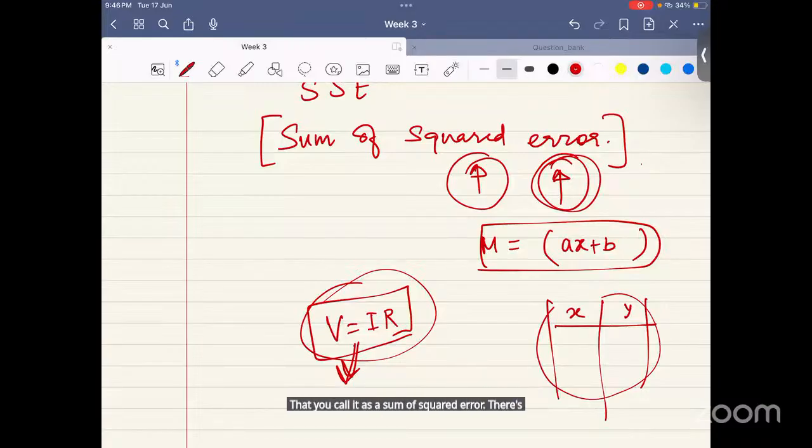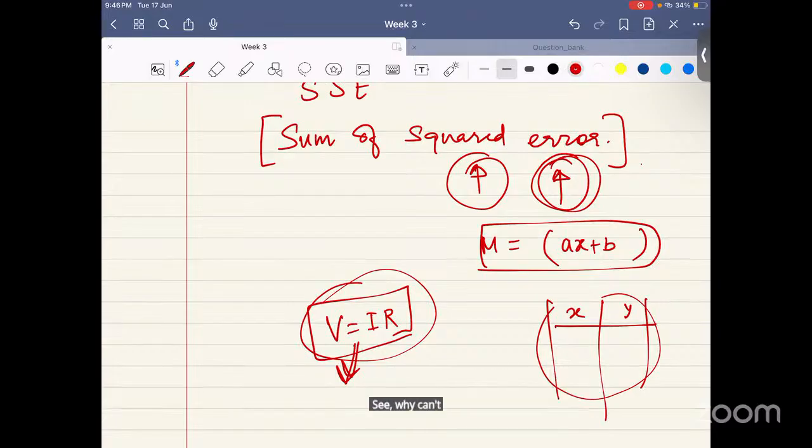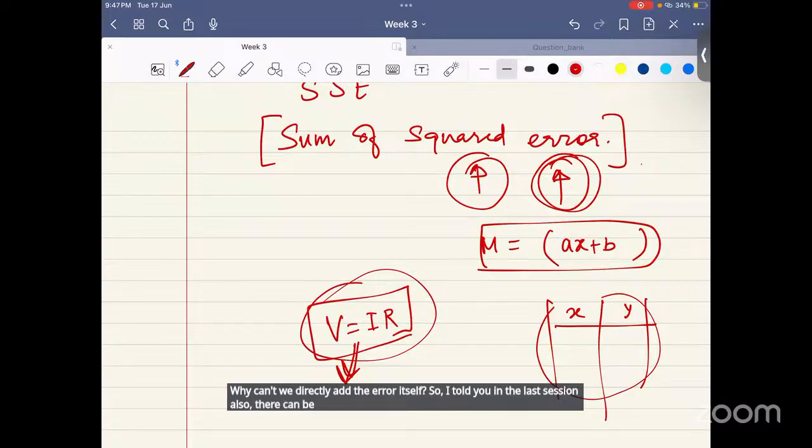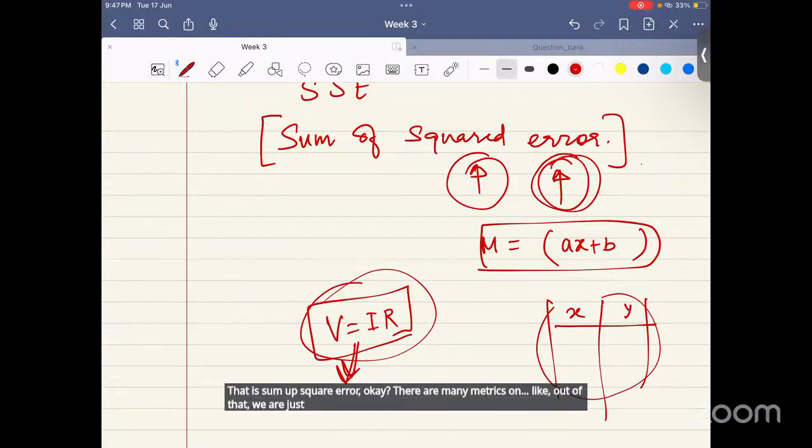There is a significance. Why do we do that? Why can't we directly calculate the mod of the error? Why can't we directly add the error itself? I told you in the last session also, there are methods where we just do the summation of the error or the mod of the error. Here we are just learning about one of the metrics, that is sum of square error. There are many metrics, and out of those we are just learning about one metric.